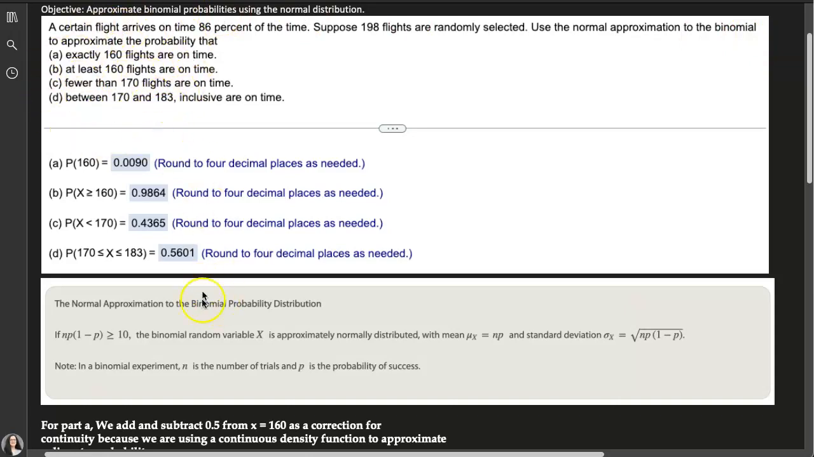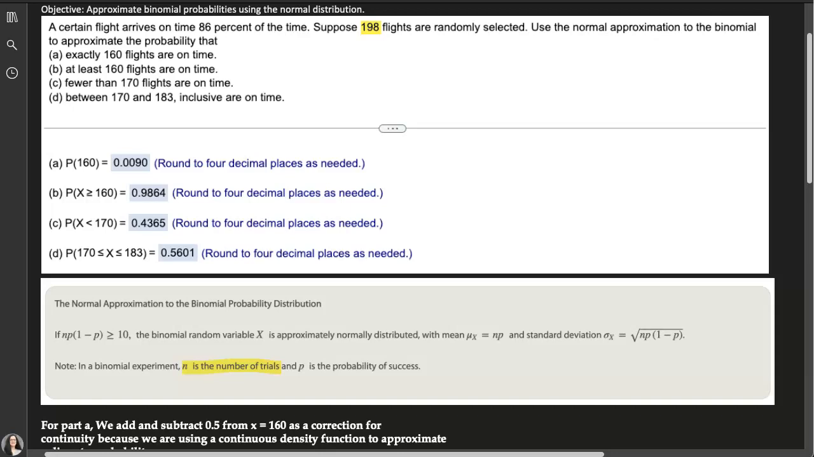Before we get into that, I took a screenshot here from our e-text about the normal approximation to the binomial probability distribution. The first thing we need to do is check that this condition is met. After that, we need to calculate the mean and standard deviation. In order to do so, we need to identify n. N is the number of trials, and that is 198.